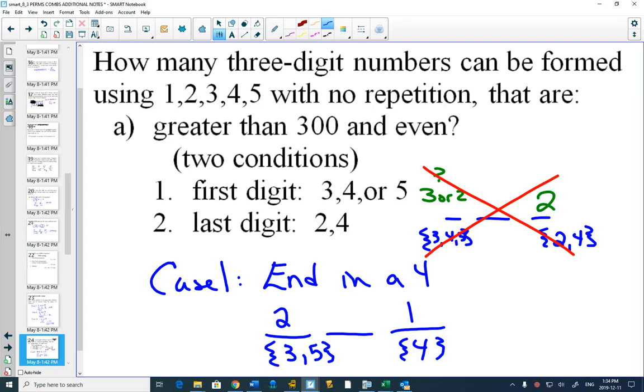There's no restriction on my middle number, but how many choices would you have left for that middle number? 5 numbers to begin with. We used up 4. You've used up either the 3 or the 5. We'd have 3 choices left. So there would be 6 numbers that end with a 4.